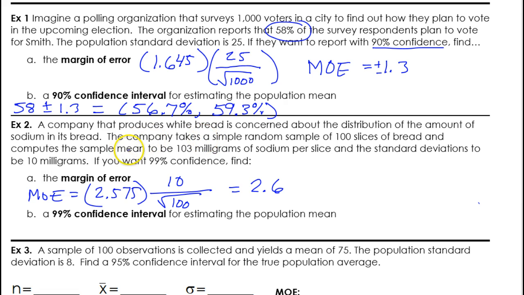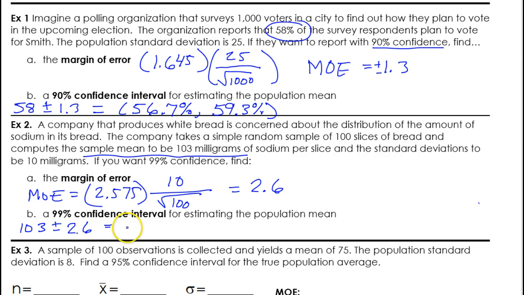So sometimes the sample will give you a percent, like if you're surveying for voters. But sometimes the sample will give you just a number, just an average number, a mean. So in this case, the sample mean is 103 milligrams. That's what we're going to add and subtract from. Okay, so 103 milligrams was the average amount of sodium in the sample. So for the entire population, it'll be close to that, but it could be a little bit more or a little bit less, plus or minus 2.6.